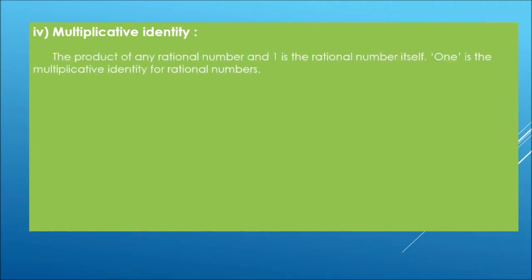Now, next property is multiplicative identity. The product of any rational number and 1 is the rational number itself. It means if you multiply any rational number by 1, the answer will be the same rational number. 1 is the multiplicative identity for rational numbers. If a/b is any rational number, then a/b multiplied by 1 equal to 1 multiplied by a/b, and it is equal to a/b, the given rational number.